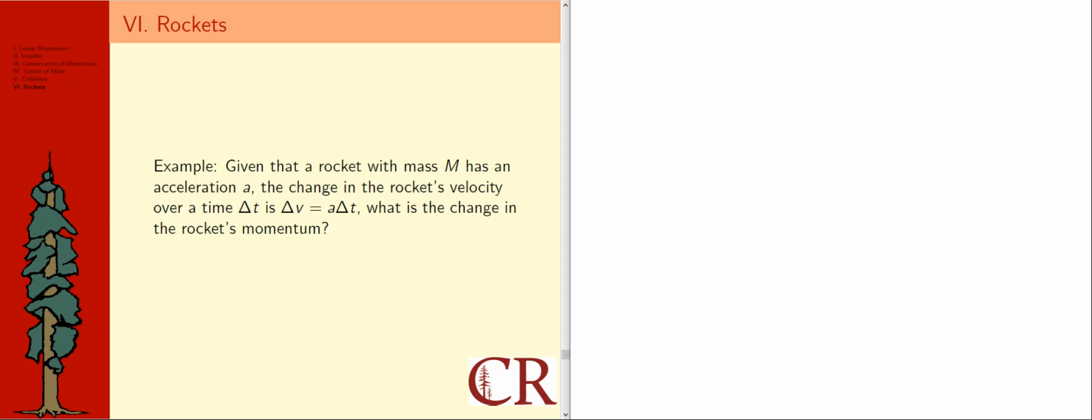Given that a rocket with mass m has an acceleration a, the change in the rocket's velocity over a time delta t is given by delta v is equal to a delta t. What is the change in the rocket's momentum? And that formula there that's given to us should look kind of familiar from the definition of acceleration, right? Acceleration is equal to delta v over delta t, but if you multiply both sides by delta t, I think you get that.